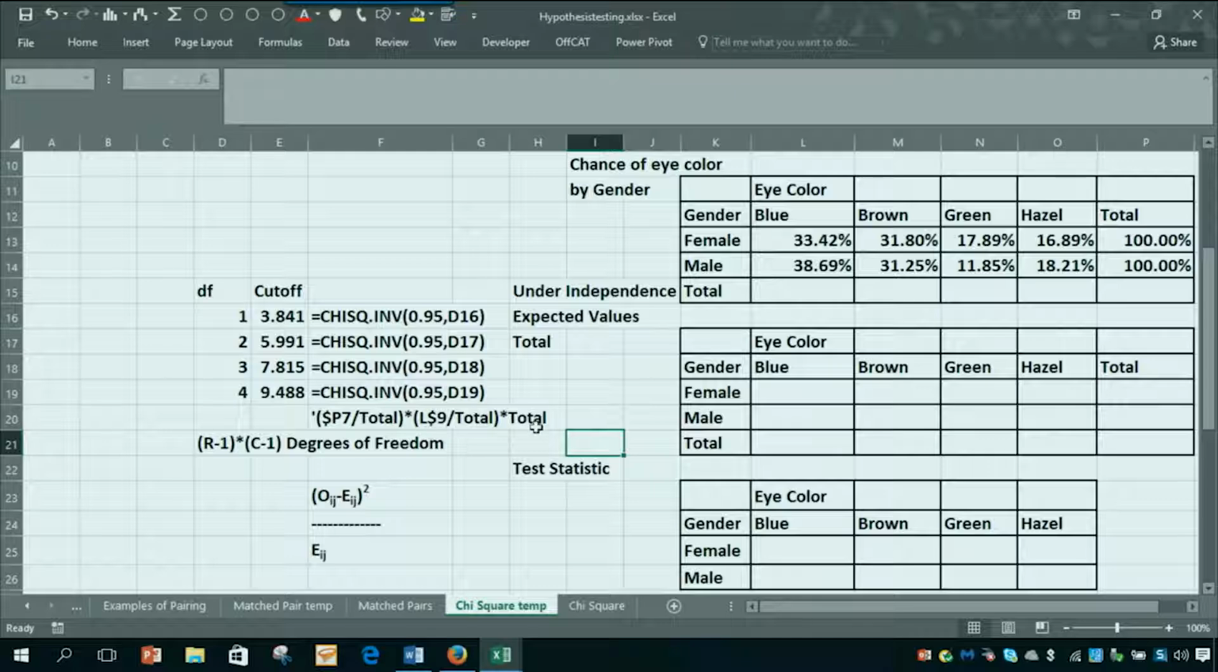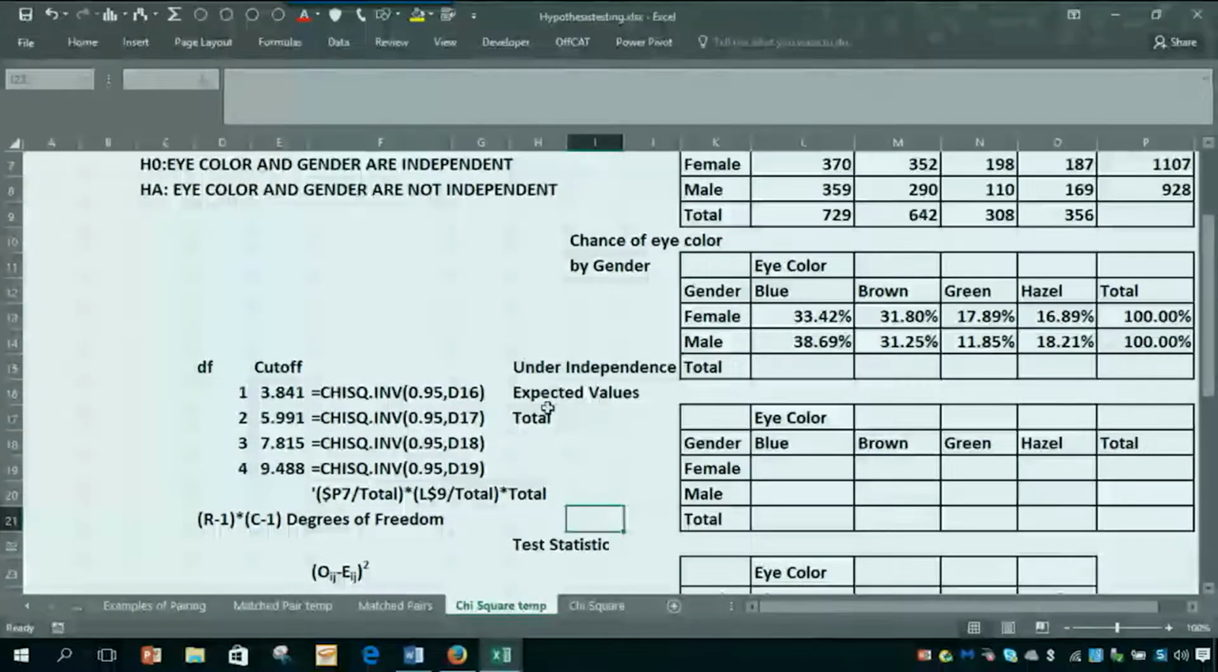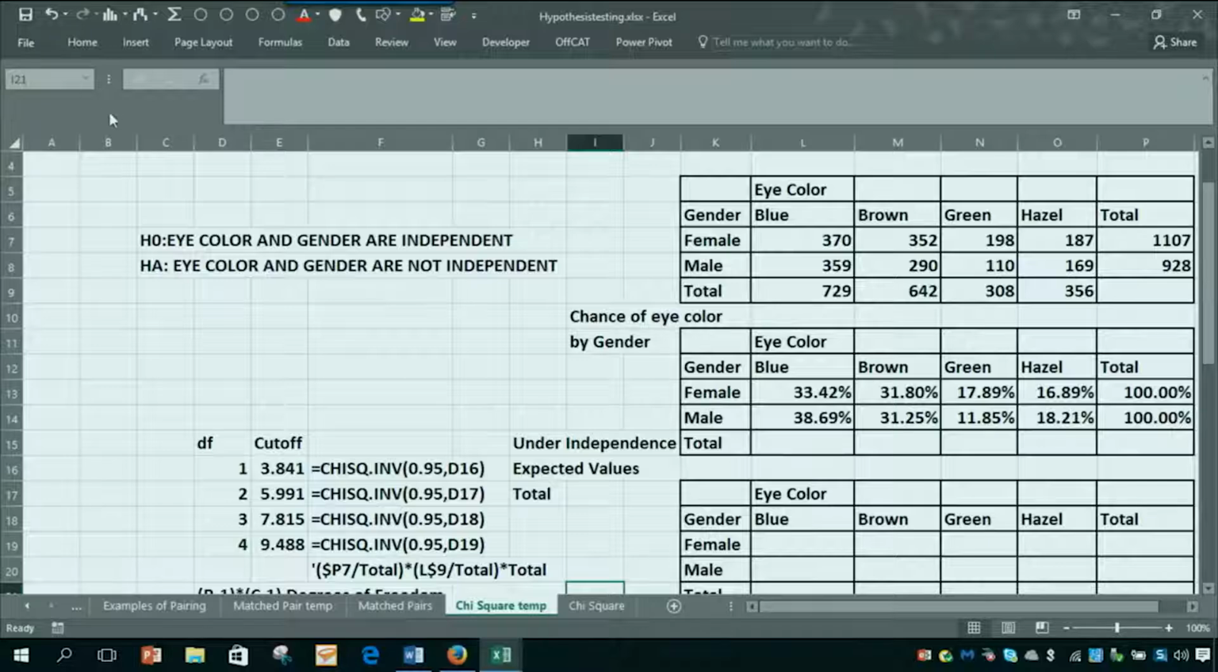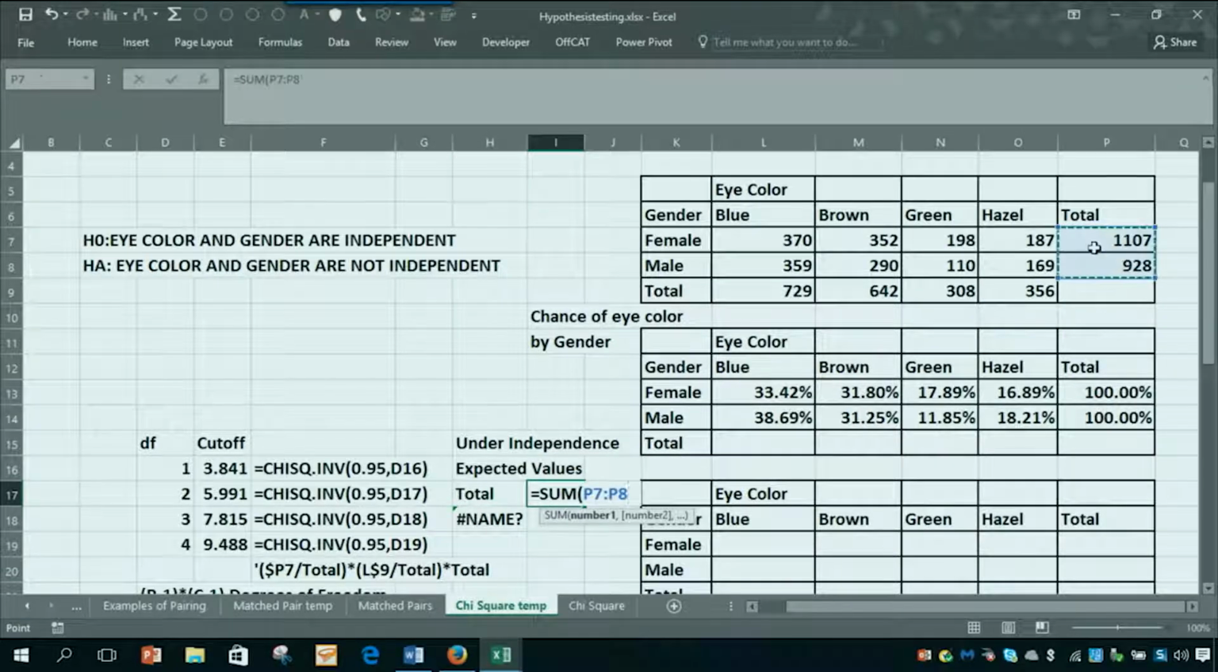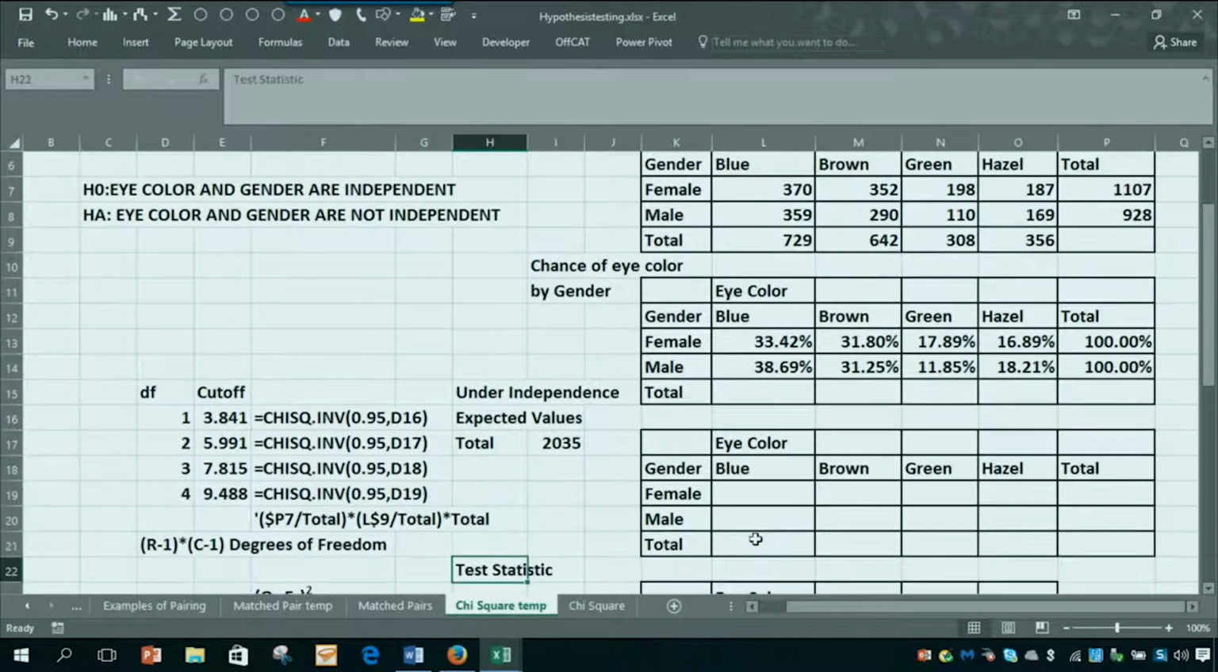And what you do to calculate that is take the total number of people, which we've got. We can just add these up here: 2,035 people. So you want to ask yourself, what fraction of the people would you expect to be female with blue eyes if there was independence between eye color and gender? Well, you take the total number of people times the fraction that would be female, that's P7 divided by the total, and then multiply by the fraction that had blue eyes.